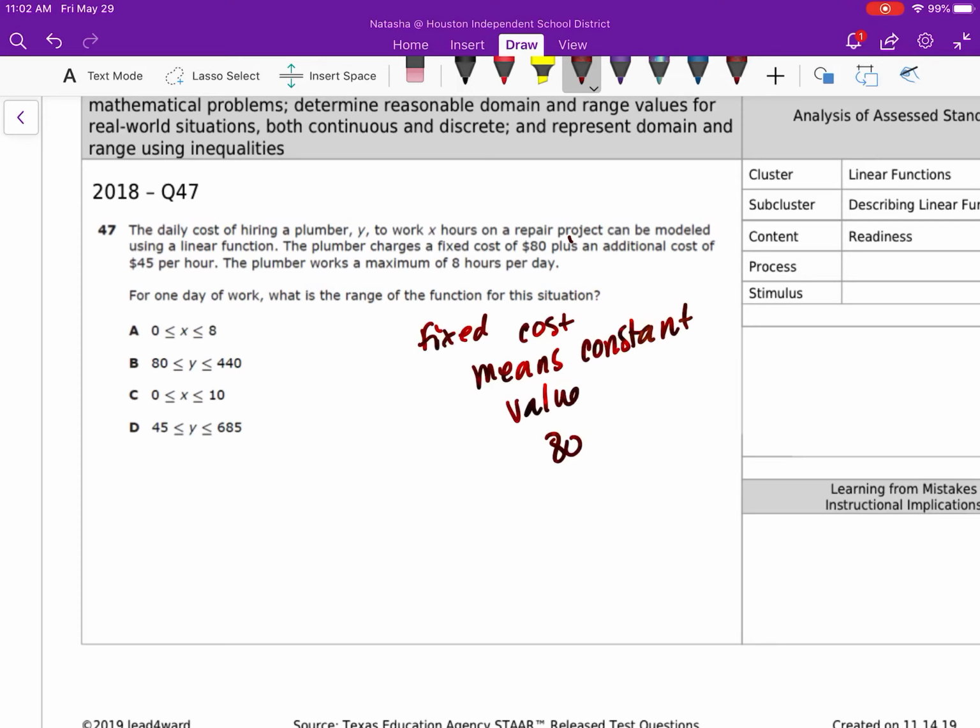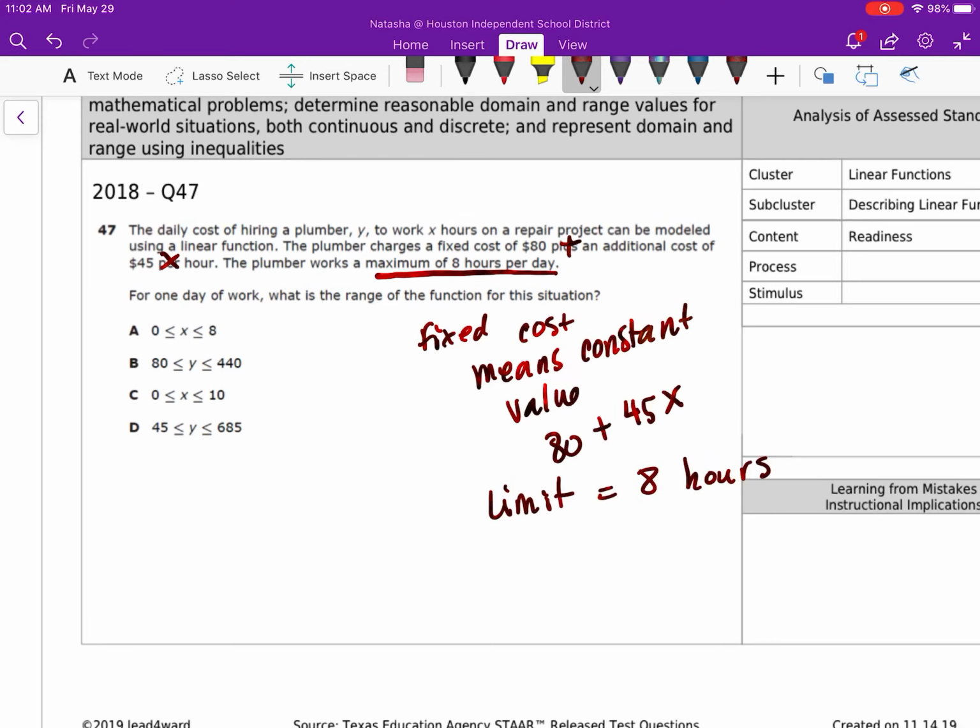Okay, plus, so I'm going to write plus, an additional cost of $45 per hour. So that's going to be plus $45 X. The per is your clue for X. And then the maximum number of hours per day: he can only work a maximum of 8 hours per day. So that's your limit. Limit is equal to 8 hours.